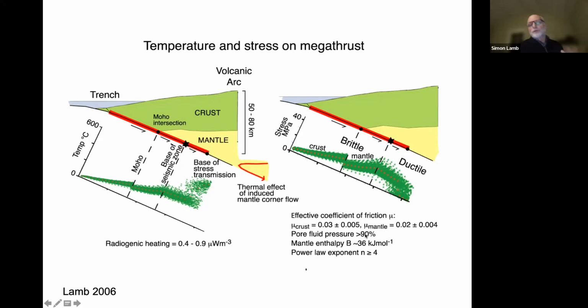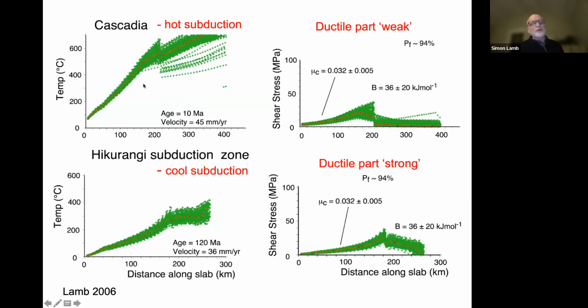So the pore fluid pressure is probably greater than 90% lithostatic, which is not surprising because subduction zones are incredibly wet systems, because you're taking all this sediment which is saturated in water down. So you can have different types of subduction zones depending on the age of the subducted slab. If you take something like Cascadia, which I'd call a hot subduction, because the oceanic crust is only 10 million years old.